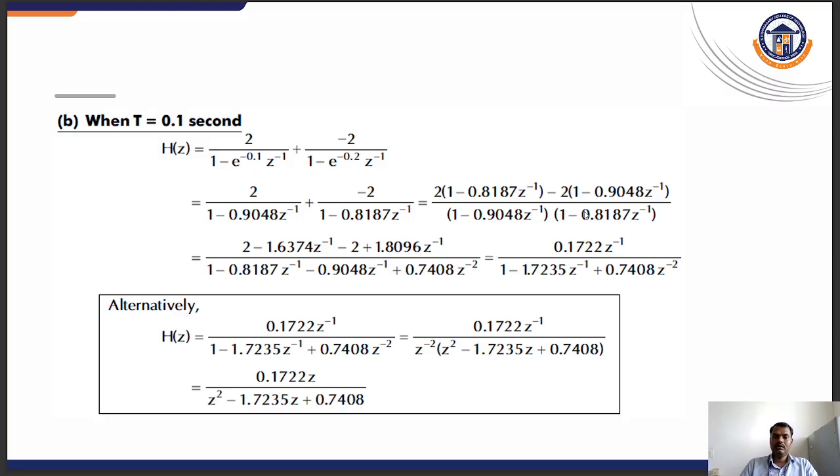And then when T = 0.1 second, H(z) = 2 / (1 - e^(-0.1) z^(-1)) + (-2) / (1 - e^(-0.2) z^(-1)). Here also we have to find the exponential values. We find the values, substitute them in the equation, cross multiply, and further simplify, and we will get 0.1722 z^(-1) / (1 - 1.7235 z^(-1) + 0.7408 z^(-2)), or else we can find it in positive powers of z also.